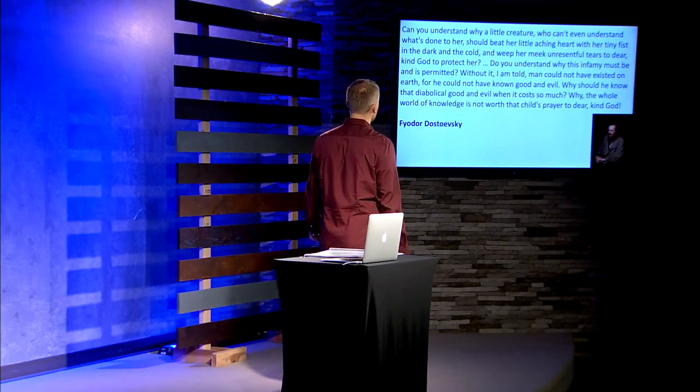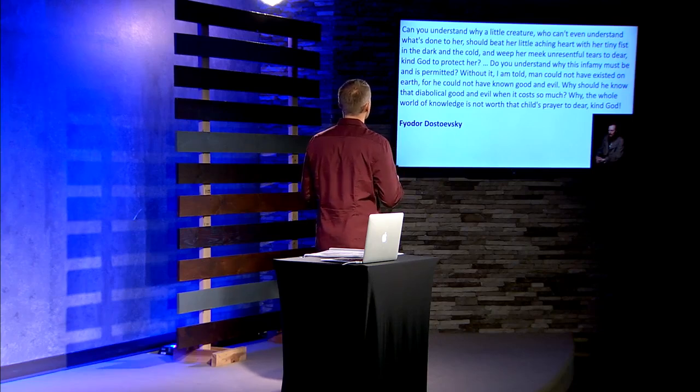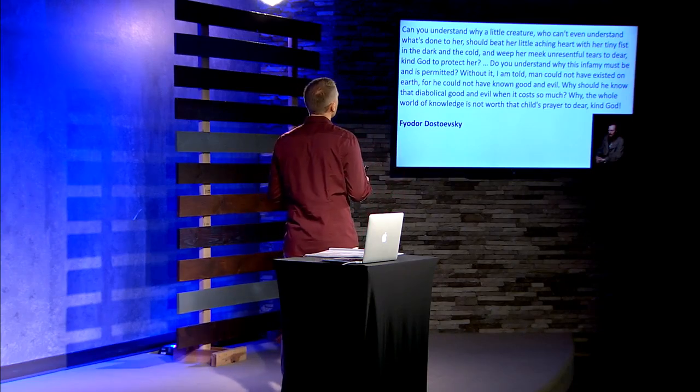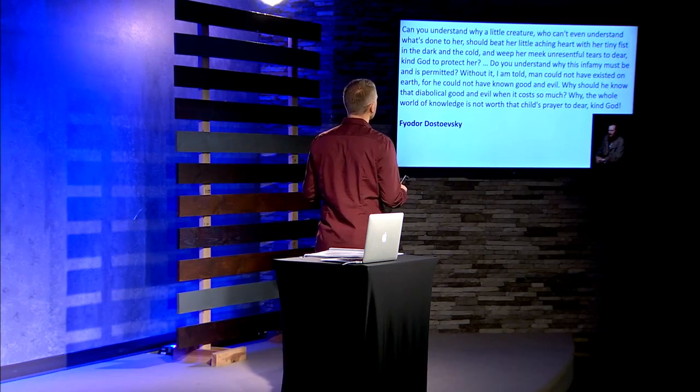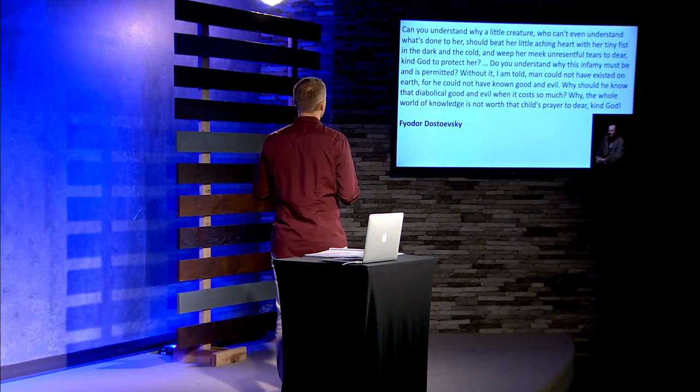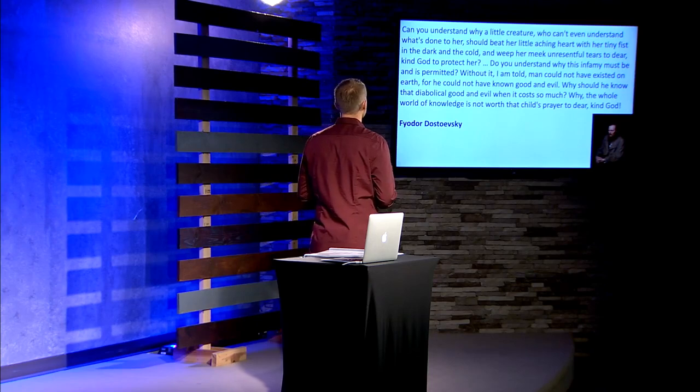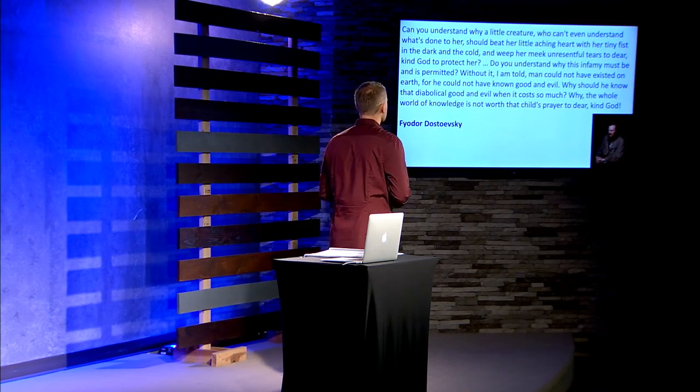So I'm reading Ivan's argument and I'm feeling it, and I'm thinking, I think Dostoevsky felt what he was saying through Ivan. I can't quote a lot of it because a lot of it is so disturbing and terrible, but one of the things Ivan says is, "Can you understand why a little creature who can't even understand what's done to her should beat her little aching heart with her tiny fist in the dark and the cold and weep her meek, unresentful tears to dear, kind God to protect her? Do you understand why this infamy must be and is permitted?"